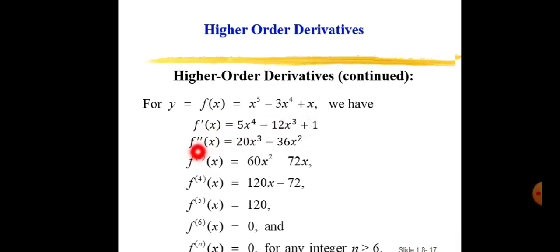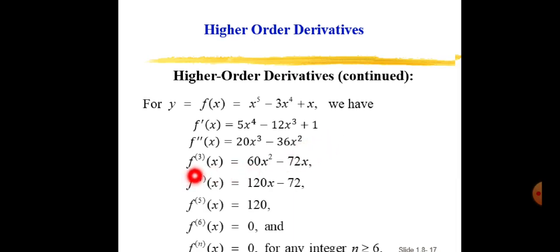To find f double prime, f triple prime, the second derivative, the third derivative, the fourth derivative, and so on. Here we have the second derivative. To find the second derivative, we have to work on the first derivative. You have to find the derivative of the first derivative again. So find the derivative here, put the power down, 4 by 5 is 20, x to the power 3, minus 36, because 3 times 12 equals 36, x to the power 2, the derivative of 1 is 0.